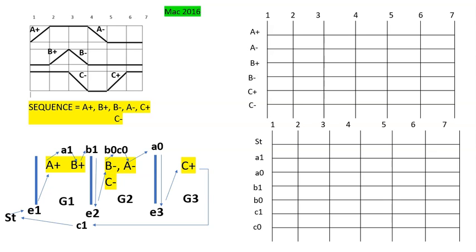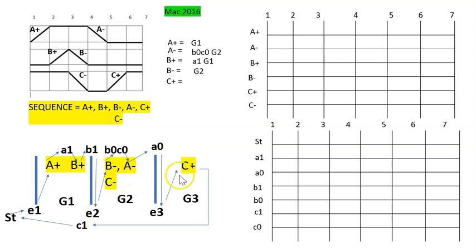Now we're going to do the logic statement. Let's start with A plus. So A plus, going backward, we have E1. So E1, we need to write as G1. Then A minus, going backward, we have B naught, C naught. The group is G2. And then B plus, we have A1. The group is G1. And then B minus, going down here to E2. So we're going to write G2.